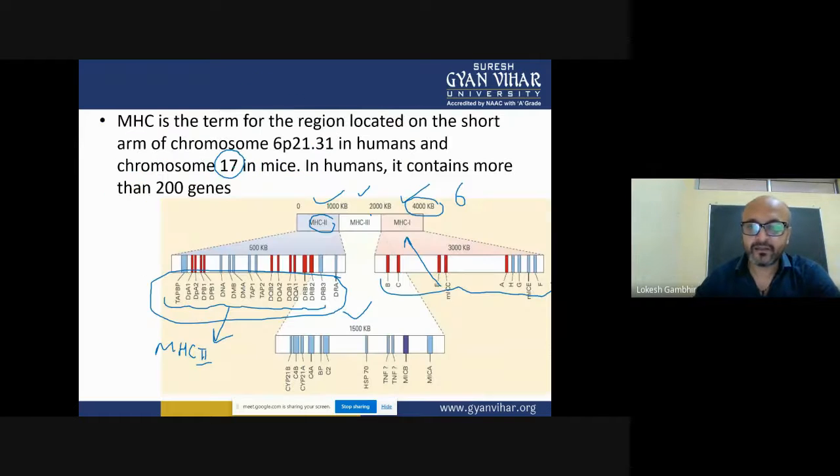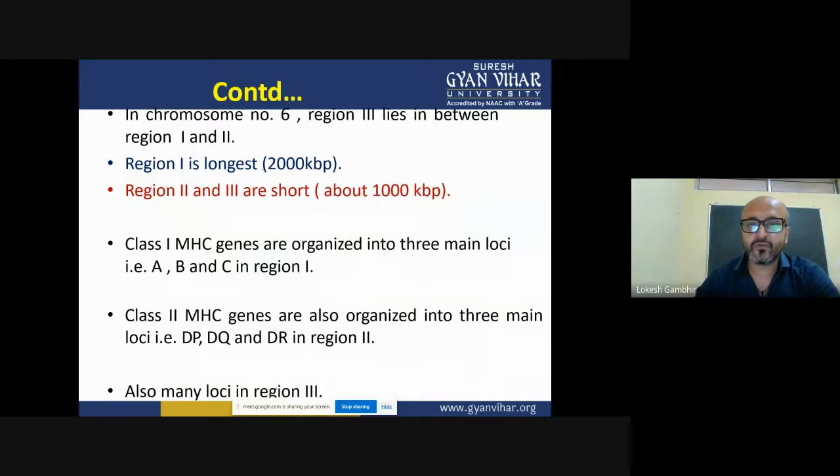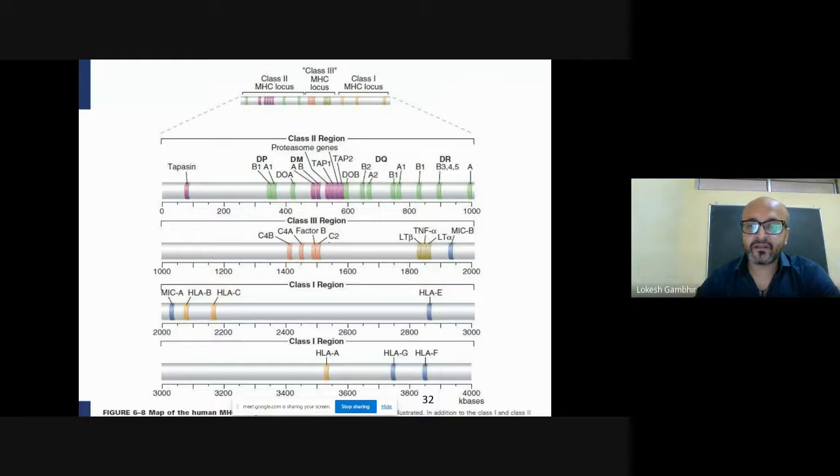If you see here clearly, the longest region is of 2000 kilobase pairs, and the other two regions, the second and third, are very short regions. The class 1 MHC molecules are recognized by different regions. Now let's see class 1. I am talking about this particular class currently. The class 1 region is determined by the A, B, and C regions. E is also present, whereas class 2 is recognized by DP, DM, DQ, and DR.